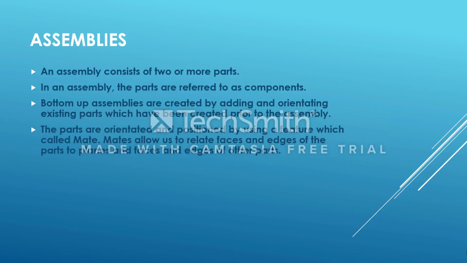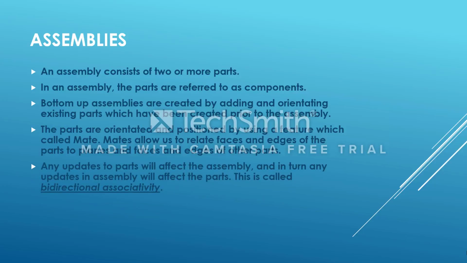The parts are orientated and positioned by using a feature which is called mate. Mates allow us to relate faces and edges of the parts to planes and faces and edges of other parts. Any updates to parts will affect the assembly, and in turn, any updates in the assembly will affect the parts. This is called bidirectional associativity.